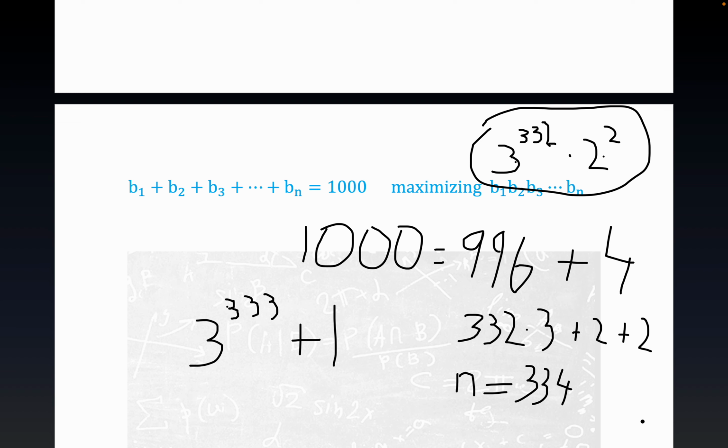3 raised to the 333 is a smaller number than this, right? Because this is 4, and that's clearly larger than 3. So this is larger than this. It's tempting to try this, okay? But this is the correct answer. And you can do this with anything. It's about dividing by 3 and playing a little bit of a game with the 2s. But anyway, I hope you enjoyed. I like that one quite a bit.